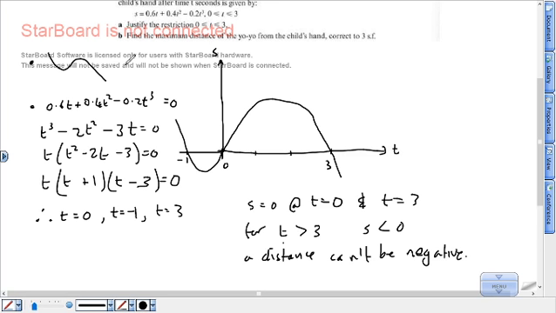The next bit, part B, says find the maximum distance of the yo-yo from the child's hand. It's up here somewhere, and we need to find out where that is. There's no case of symmetry here, so we've got to differentiate to find the stationary points, one here which we don't need and one here. The stationary points, when you differentiate, will give you values for t. Once we get our values for t, we put them back into here and we'll find out what the distance is. So the next step is to differentiate this.